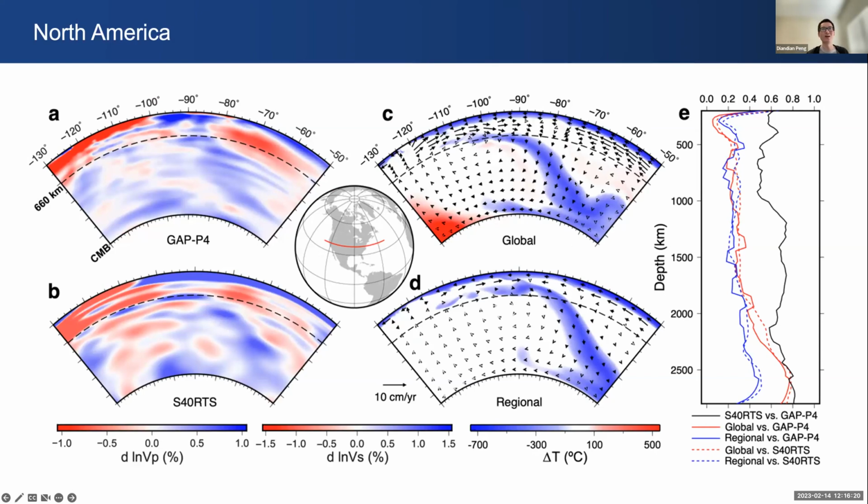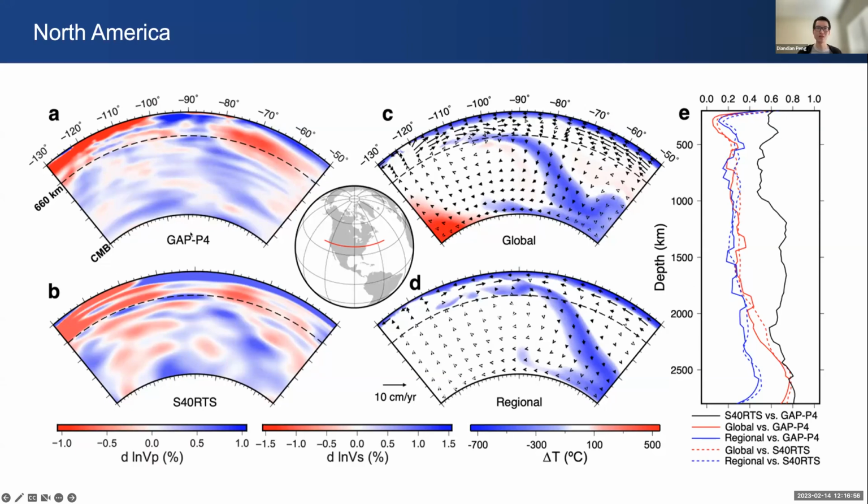But if we look closely, we can see that in the regional model, the Farallon slab is shifted eastward by about 10 degrees. The fitting score to tomography also shows that these models are quite similar with minor differences. In the upper mantle, the regional model may be better. In the lower mantle, the global model is slightly better.